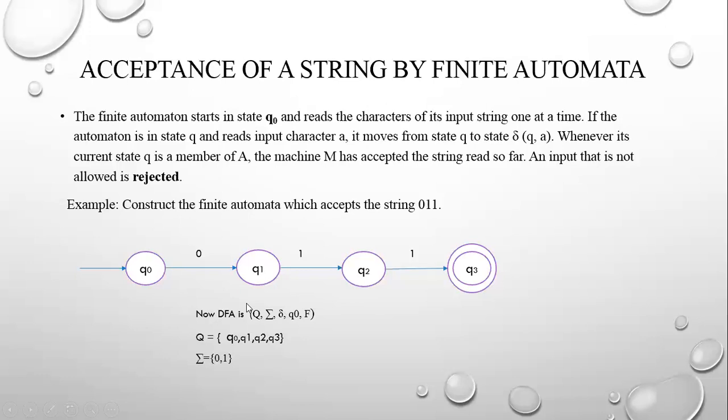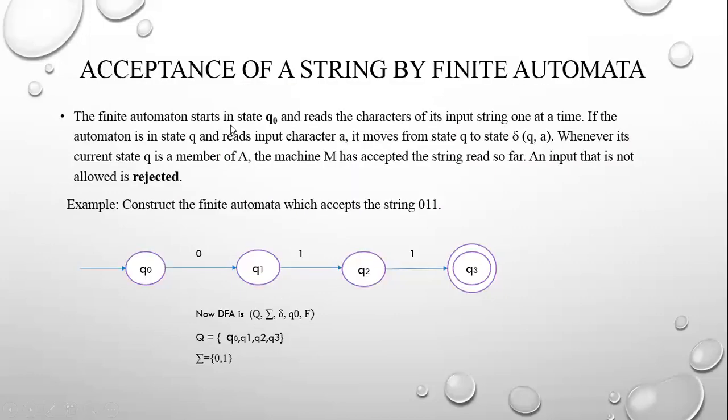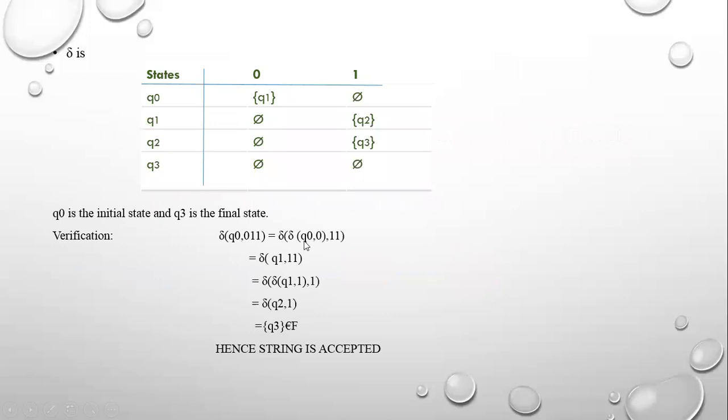In this transition table, we use states and input values. The states are Q0, Q1, Q2 and Q3. On input 0, Q0 reaches Q1. On input 1, Q1 reaches Q2. On input 1, Q2 reaches Q3, which is called the final state. Using this table, we now check whether the given string is accepted or not.